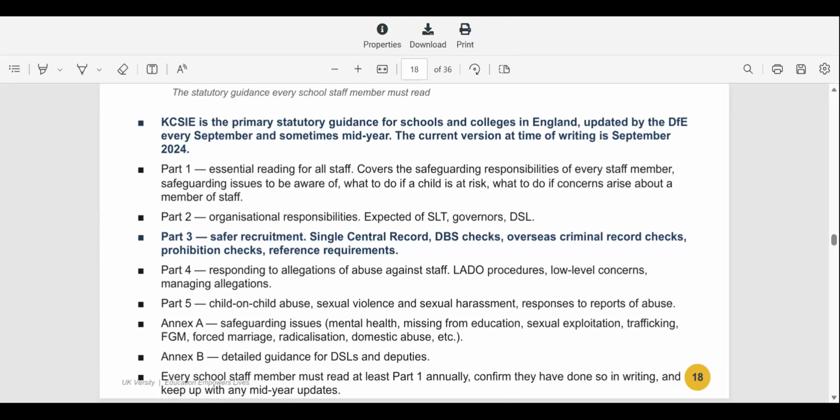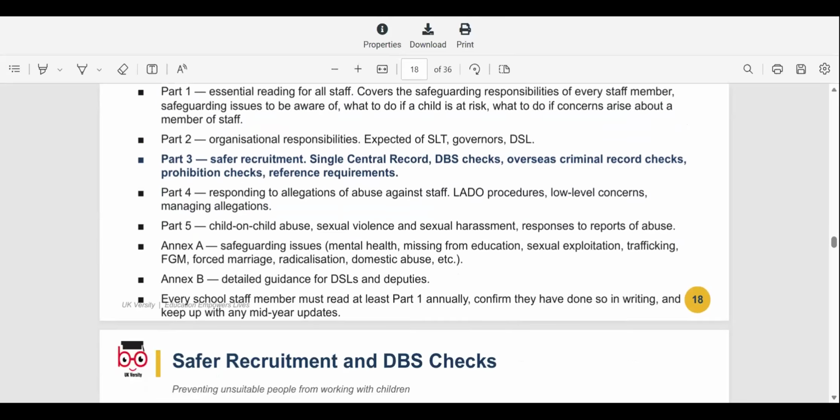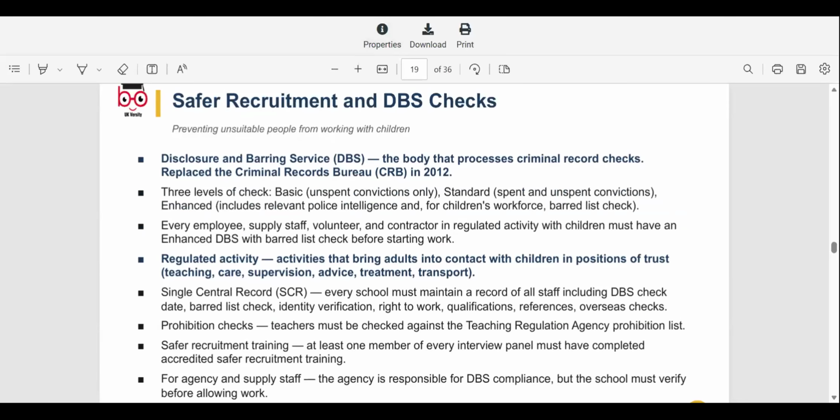Every school must read these and confirm this in writing as well, that they've read this. Again, safer DBS and recruitment is really important. When you're recruiting someone to work with children, you need the enhanced DBS, and that's really important. It takes a little bit longer than a normal DBS, but why do you think an enhanced DBS has to be done when working with children?